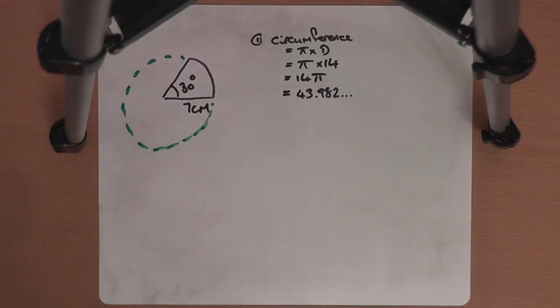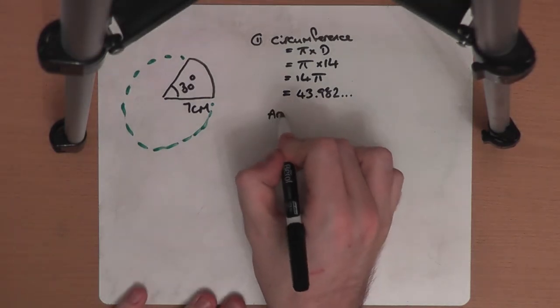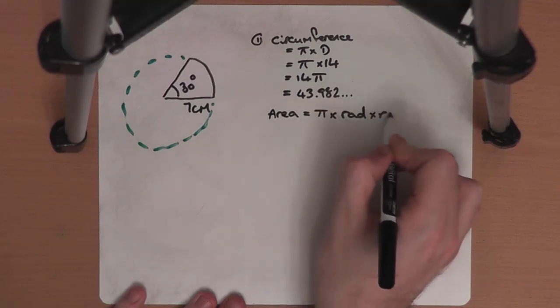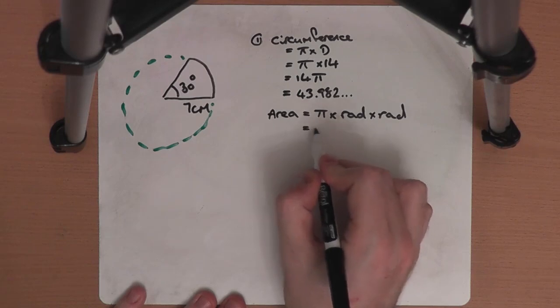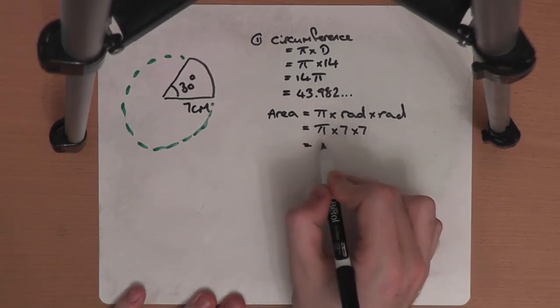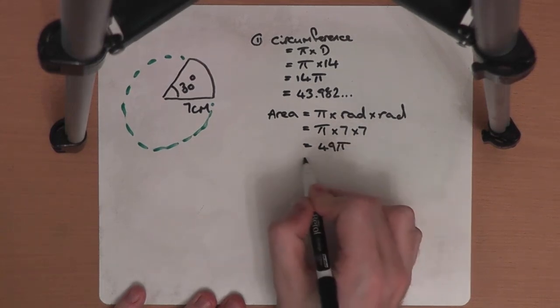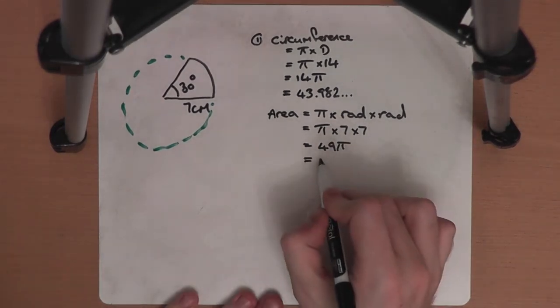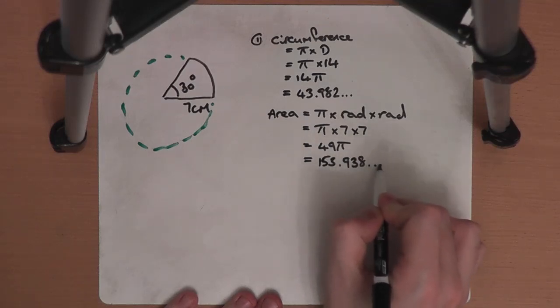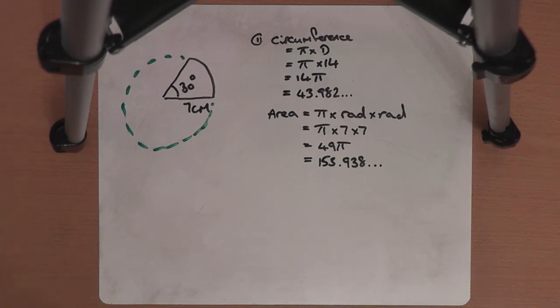We could also work out the area of the whole circle. And the area is pi times the radius squared, which will be pi times 7 times 7. 7 sevens are 49, so 49 pi, or 153.938 centimetres squared. But we don't have the whole circle.